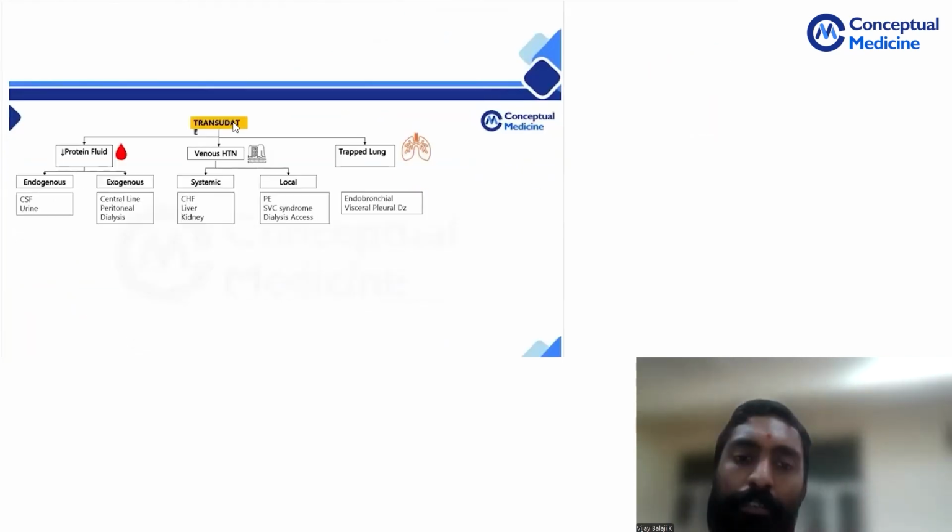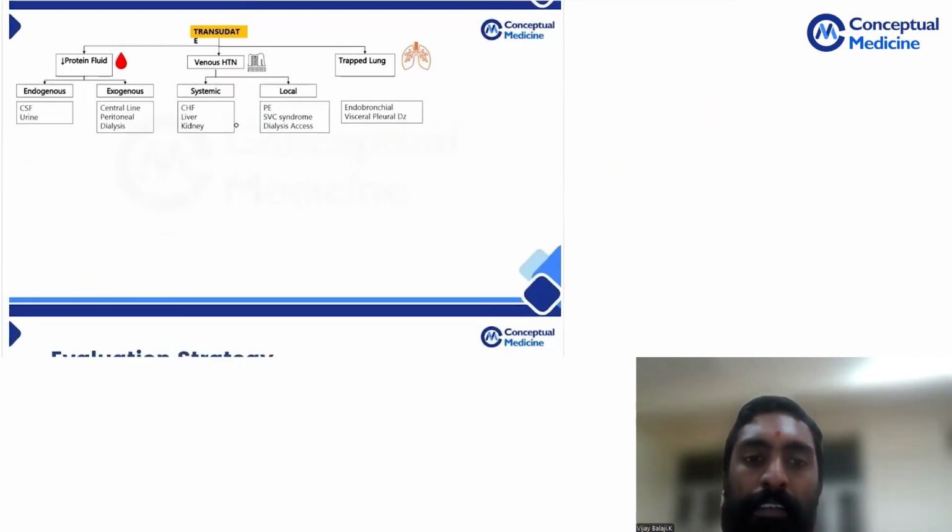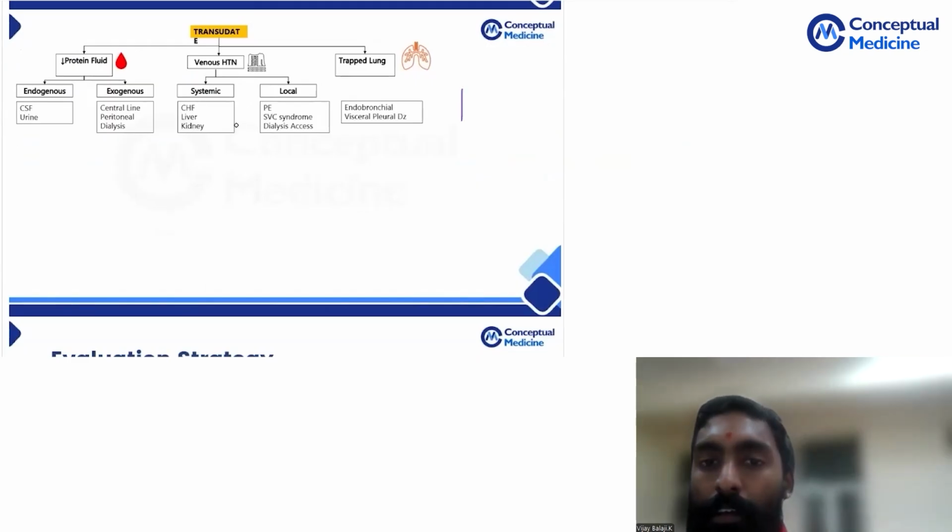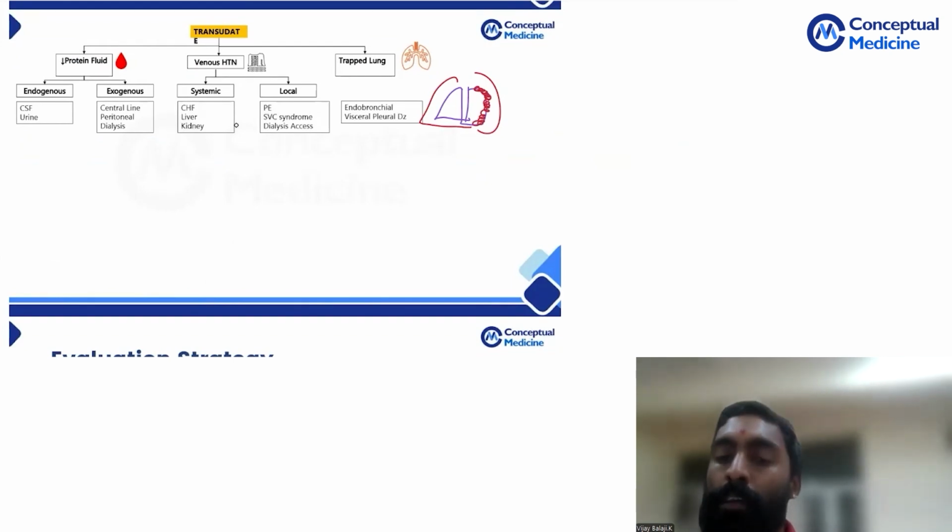Okay, so that was about transudative. We have seen dialysis access related. Next we have your trapped lung physiology. If this is my lung and this is the pleural covering, and there is a thickening of the pleura, it will not allow the lung to expand. Then there is going to be a high pressure in the pleural space, so the pleural pressure will be more. Thereby you are going to get a trapped lung. It is like the lung is inside a cage. This is called a trapped lung.